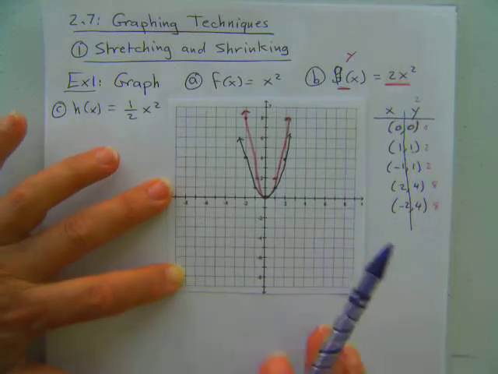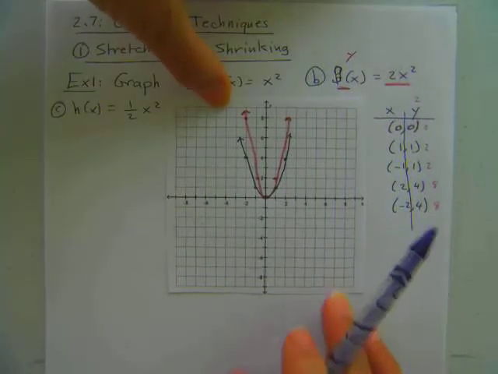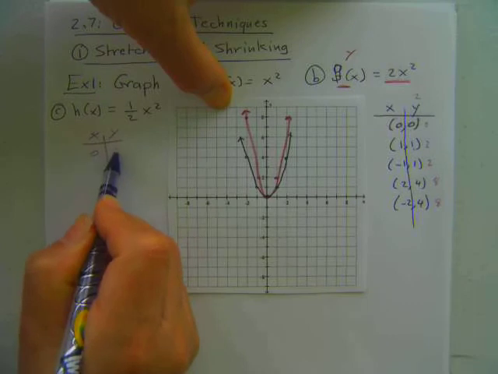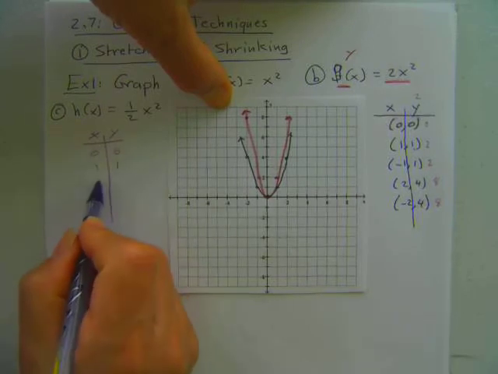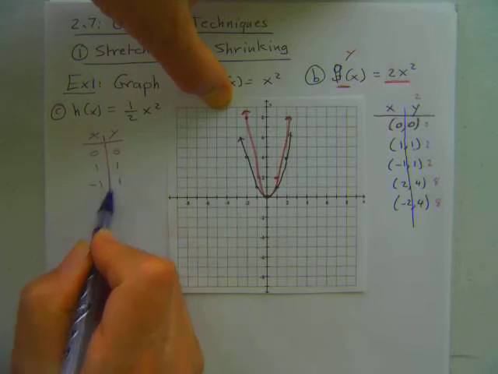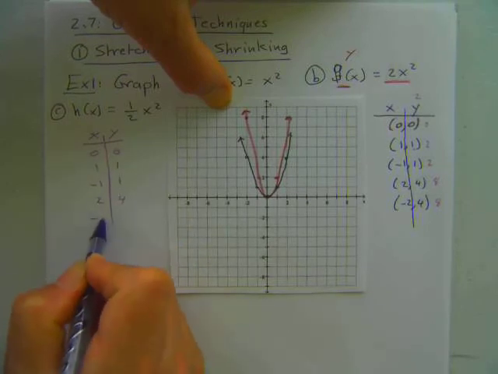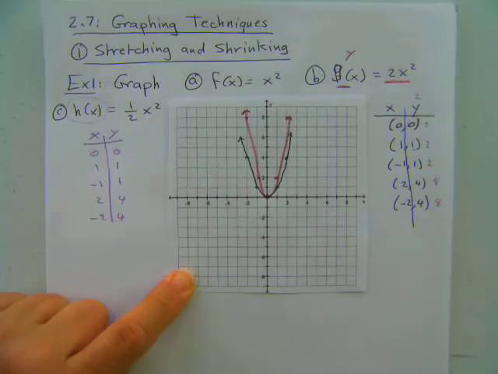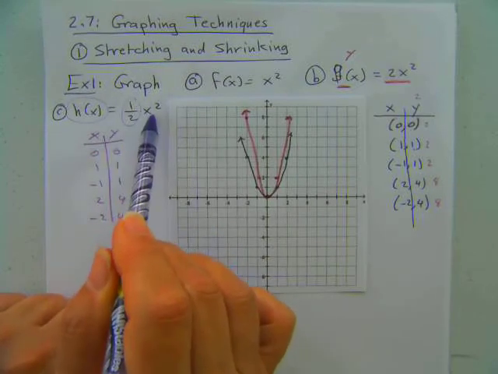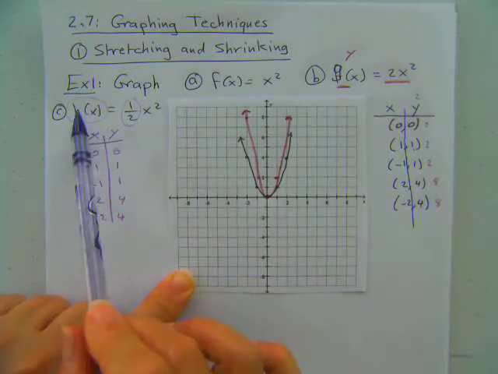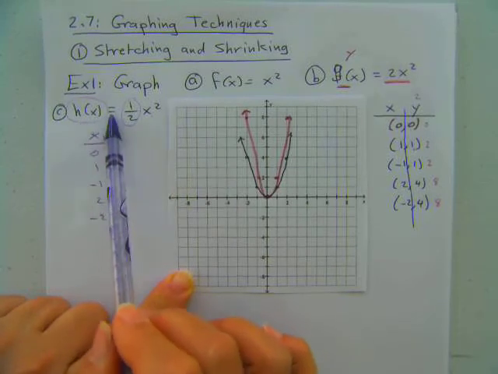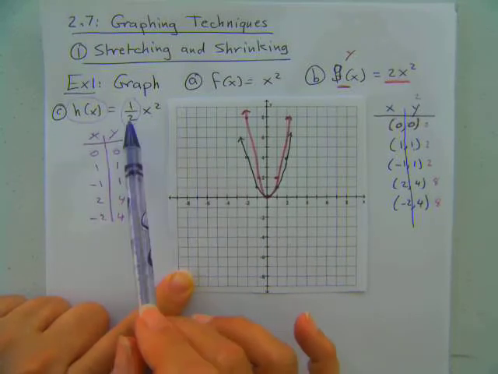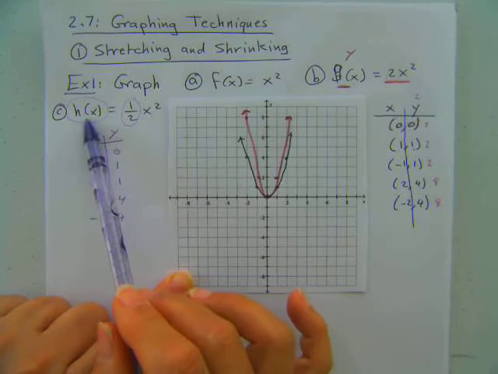Let's do h of x equal 1/2 x squared. Let me make the same values that we remember, x and y. Again, we have 0, 0. Hopefully you don't have to write them every time, but for now, 2 and 4, negative 2 and 4. Now, what we're saying is that each y is half of the original one. Each y is equal to 1/2 the original. Okay? 1/2 of what it's supposed to be.